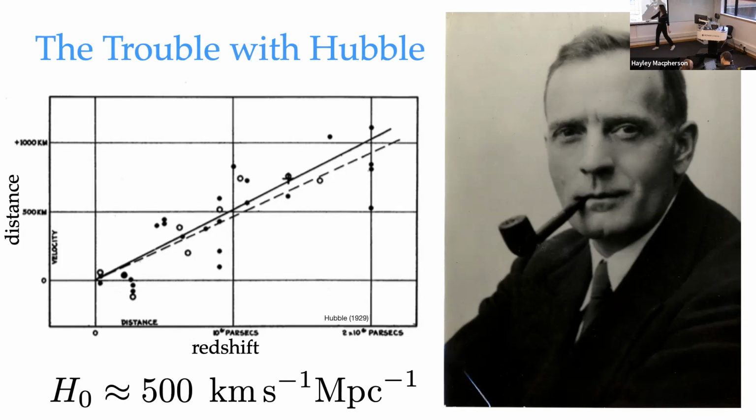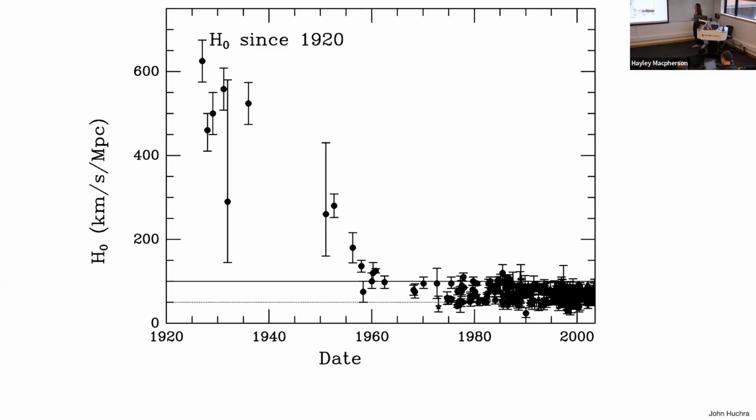Hubble's early measurement gave us something around 500 kilometers per second per megaparsec, which just means that for every extra megaparsec we go away from us, things move 500 kilometers per second away. Since 1929, our observations have gotten more precise.